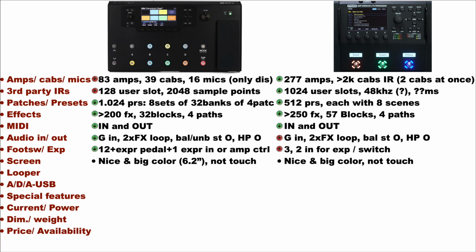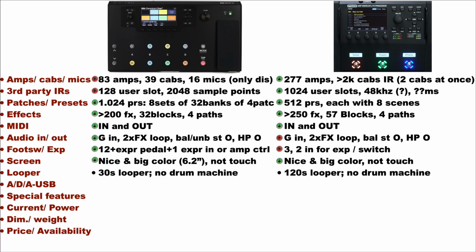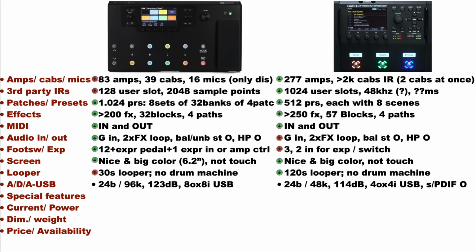As regards the screen, I would say that they are on par, as they both offer a pretty nice and big colored screen. The Helix has a 30 seconds looper, while the FM3 has a 120 seconds looper, so the FM3 is better. As regards ADA conversion and USB capabilities, the Helix has 24-bit converters at 96 kHz with 123 dB of dynamic range, which is a pretty high value.